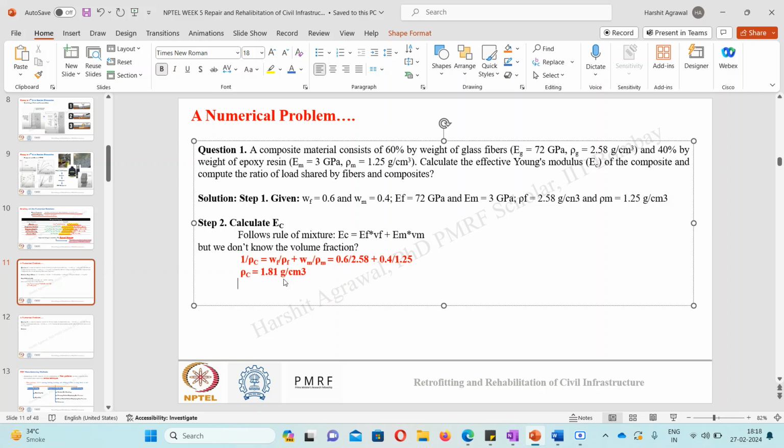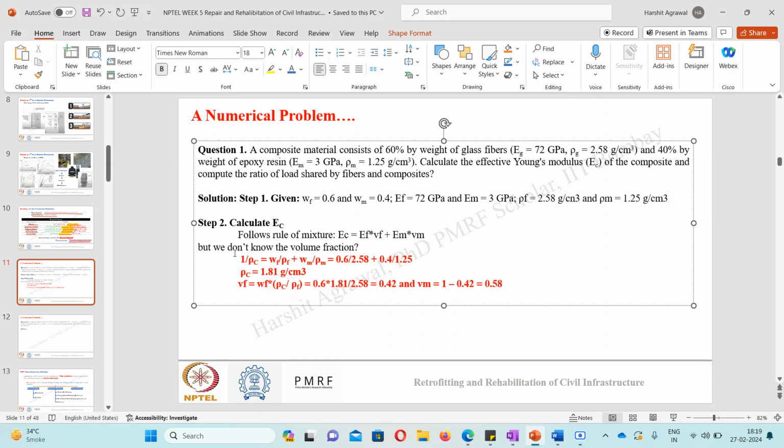Okay, now when we know the density of composite, we can calculate the volume fraction of fiber by a simple relationship that we saw in the last class. Volume fraction of fiber is equal to weight fraction times density of composite upon density of fiber. Right now we know all the values in the RHS, so we can compute the LHS. Weight fraction is 0.6 times density of composite 1.81 that we calculated just now, and density of fiber we know, 2.58. So this will give me a volume fraction of fiber as 0.42, and thus volume fraction of matrix will become 1 minus 0.42, that is nothing but 0.58.